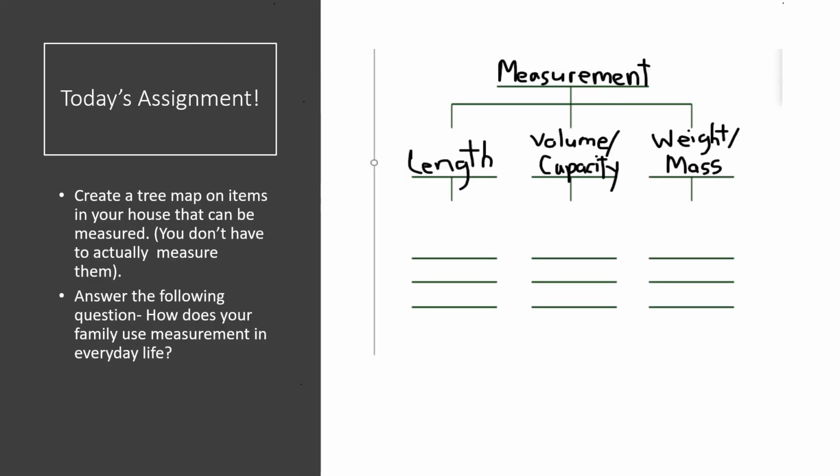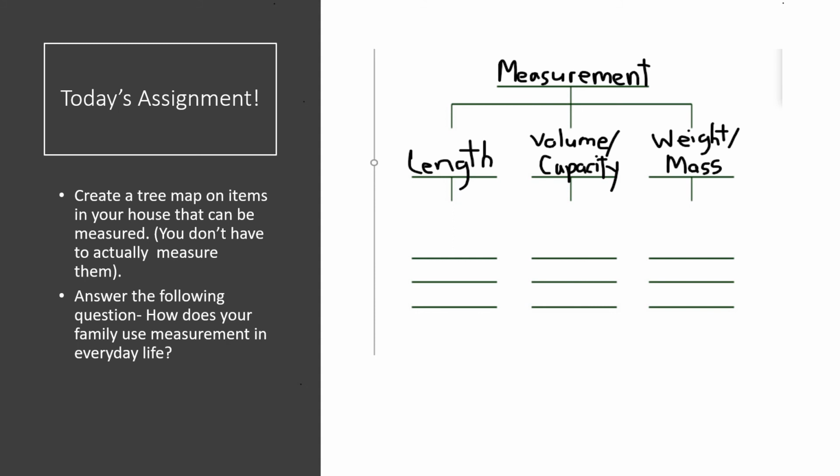For today's assignment, you are going to create a tree map on items in your house that can be measured. Now, you don't actually have to measure these things. I just want you to tell me things that you could measure. So you're going to find things in your house that you could find the length of. For example, maybe a coffee table or a TV. You can find the length of those. Volume and capacity. Find things in your house that you can find the capacity or volume of. How about a jug of milk or a Pepsi? How much does a Pepsi can hold?